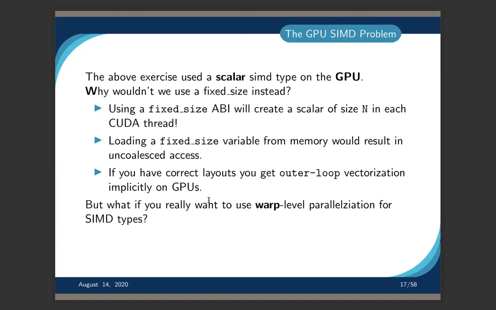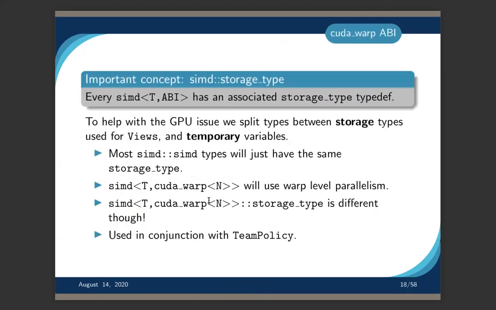But there are sometimes cases where you really want warp level parallelization. And that's where we made a new innovation, and that is that we need two SIMD types. We need a storage type and a temporary type, which are closely connected to each other. Every one of our SIMD types has a storage type associated with it. What that means is that you use the storage type for what you allocate and what you create your views with, and you use the actual SIMD types for the temporary variables. In most cases, storage type and SIMD type are actually the same thing. But sometimes they are not.